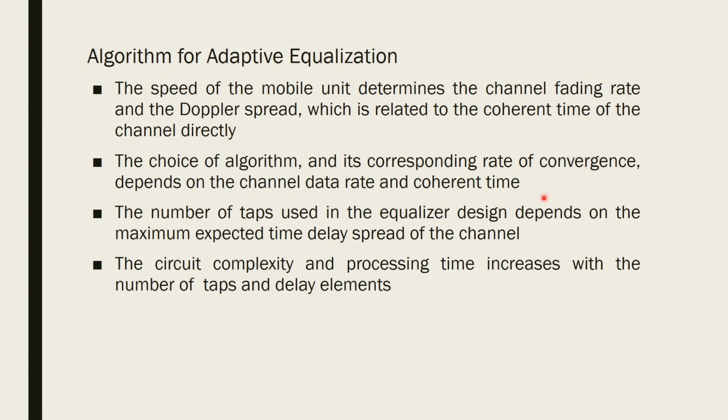And the choice of the algorithm and its corresponding rate of convergence depends upon the channel data rate and the coherence time. Here the number of taps used in the equalizer design depends upon the maximum expected time delay spread of the channel. So it can vary accordingly, and based upon the delay you can decide the number of taps. The circuit complexity and processing time increase with the number of taps and delay elements. Okay, that's it. And the derivation part will be discussed and uploaded in the Moodle.